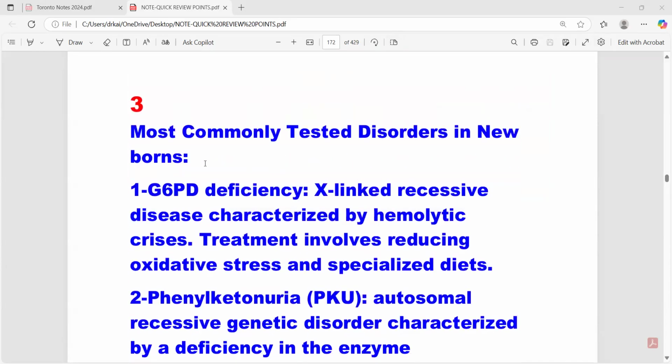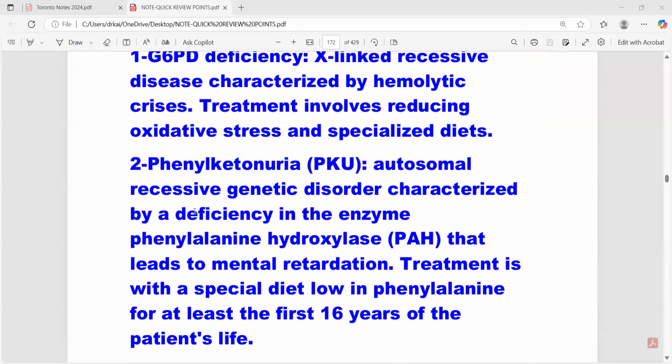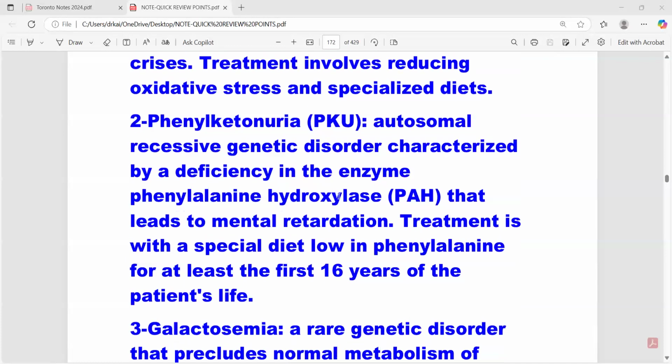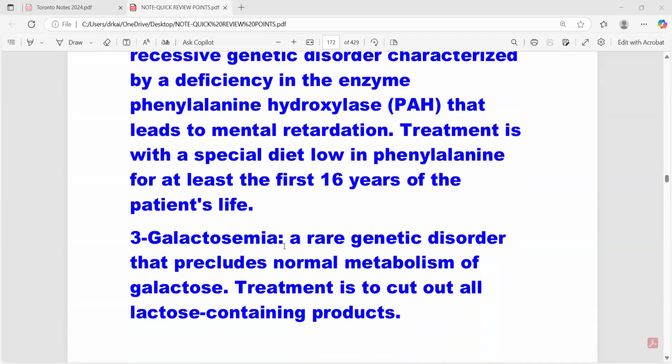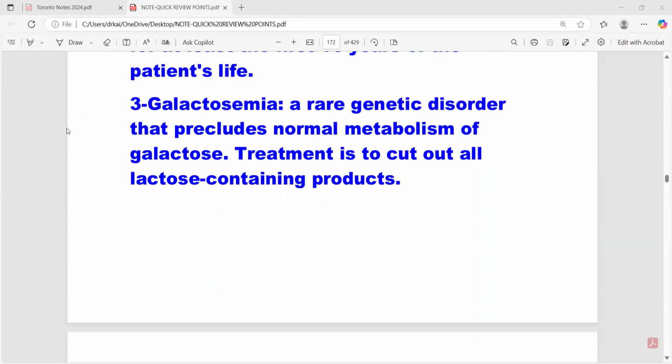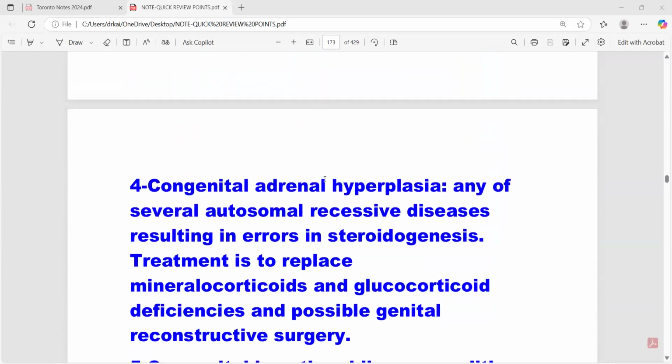What are the ones that you have to test? G6PD deficiency, which is basically an X-linked trait. Then phenylketonuria, which is an autosomal recessive genetic disorder. Then comes galactosemia, a very rare genetic disorder with abnormal metabolism of galactose. Then the congenital adrenal hyperplasia, as we already discussed yesterday, 21, 11, and 17 is there.